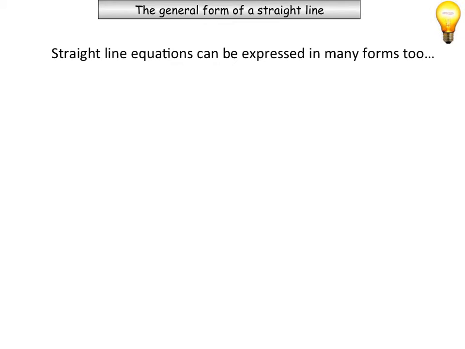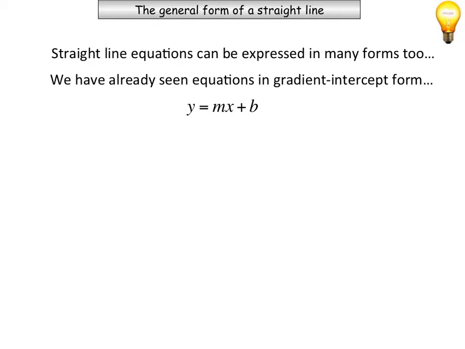We can do this with straight lines. So straight lines can be written in many forms. We already know one form. We've seen the gradient intercept form. So this line is expressed with a gradient and an intercept quite nicely, and we call it y equals mx plus b, or gradient intercept form. That is just one way we can express that straight line.